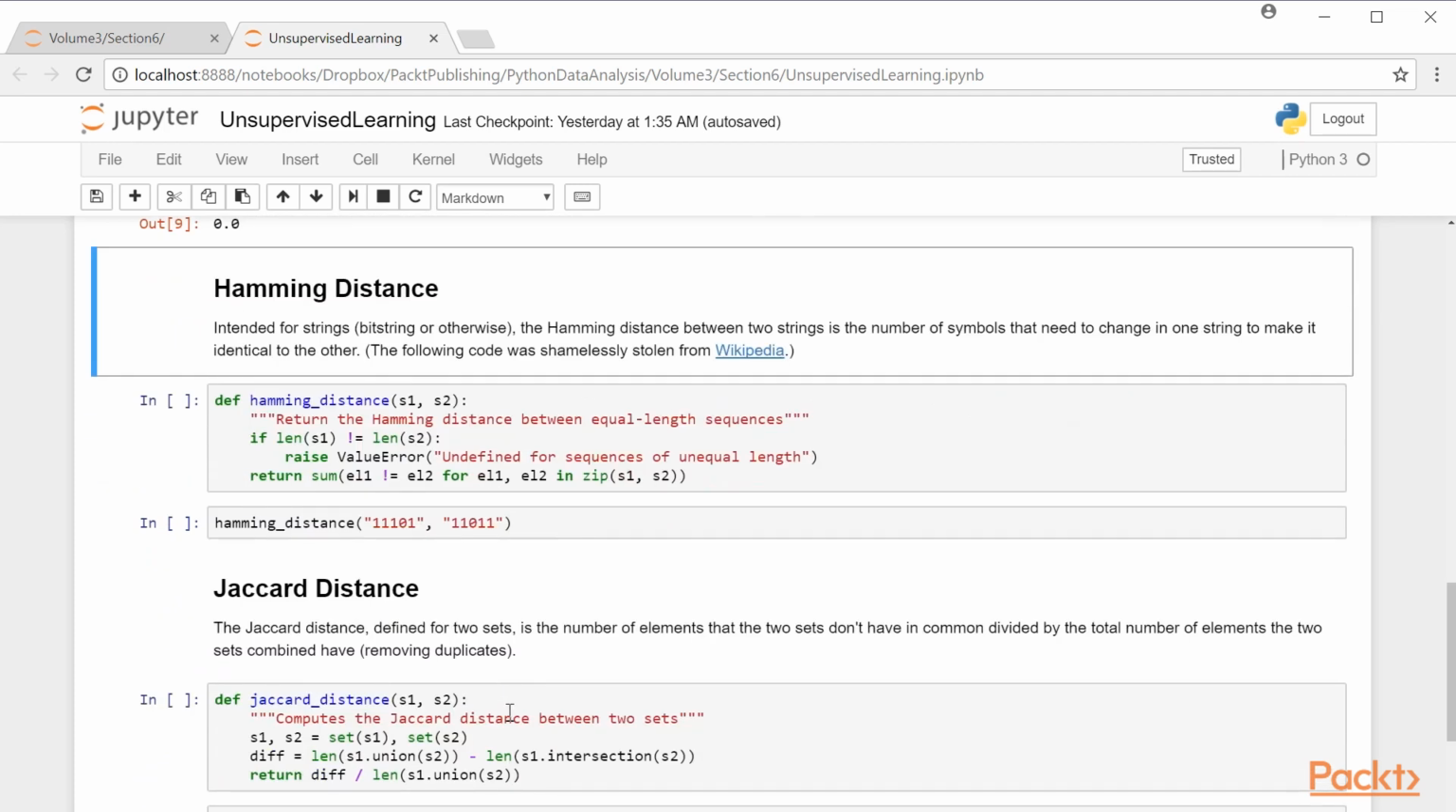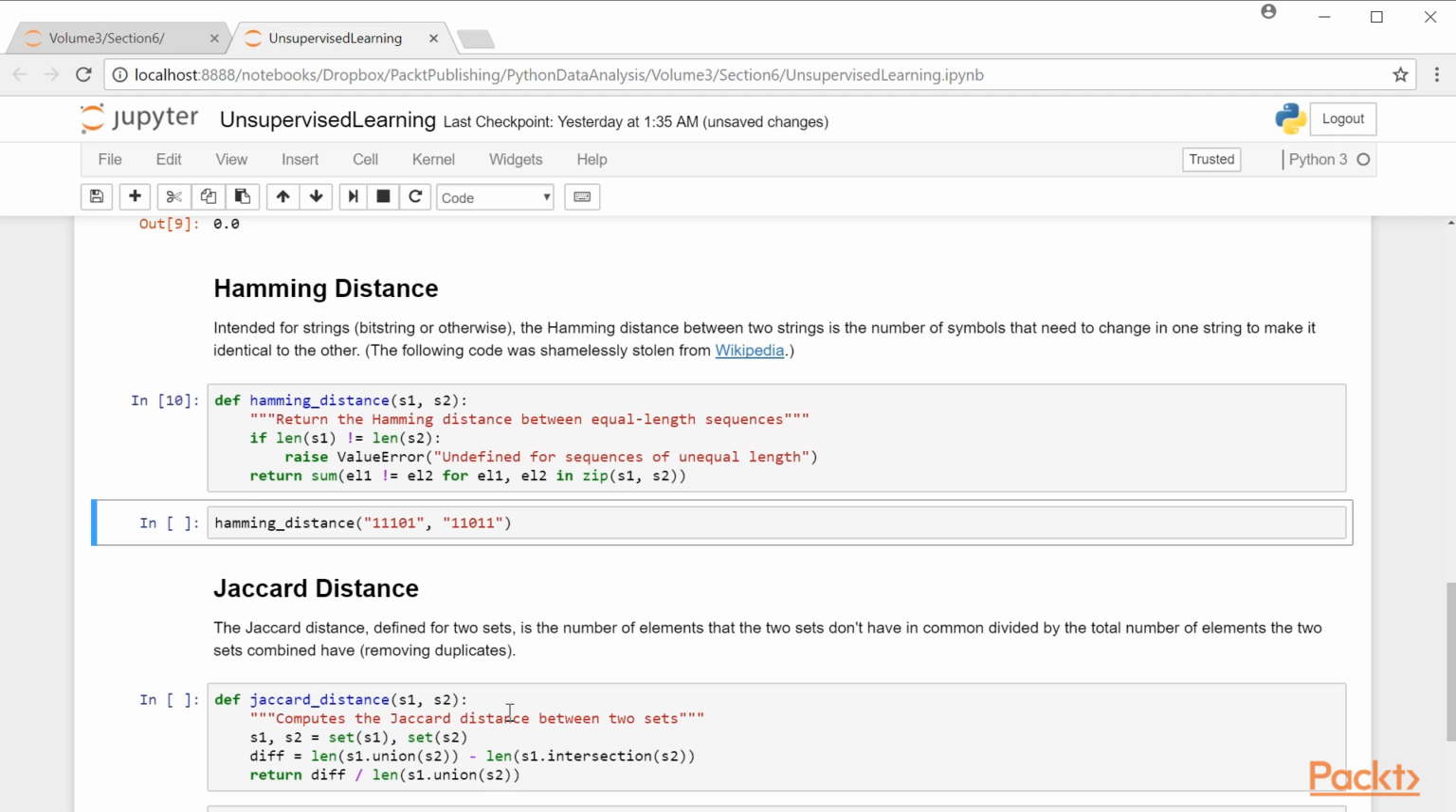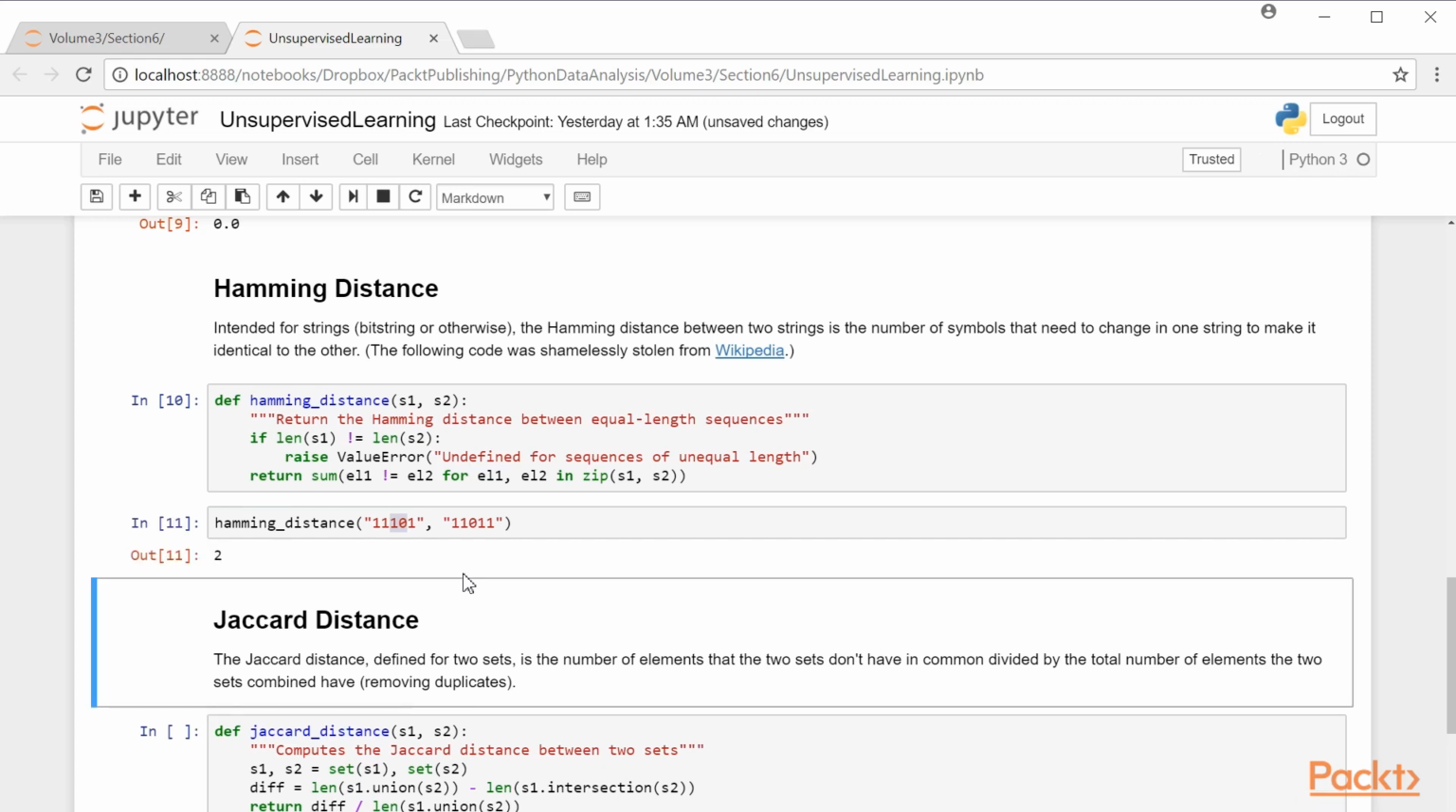Hamming distance. If you have 2 strings, the Hamming distance is the number of characters you need to change to make one string the same as the other. Now, I grabbed this code from Wikipedia, shamefully, just because I really liked it. So we have the Hamming distance function, and I have one string 11101 and 11011, and we would have to change this 1 and this 0 in order to make these 2 strings the same. So the Hamming distance between these 2 strings should be 2, which is in fact what this function reports.